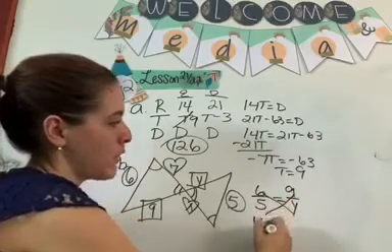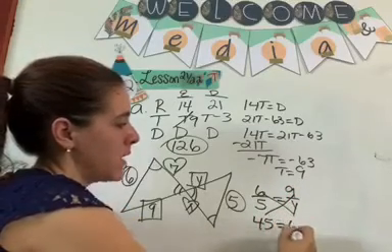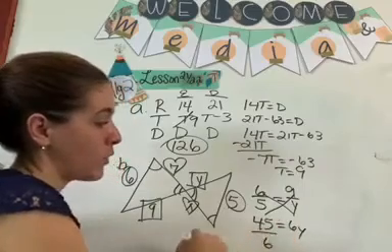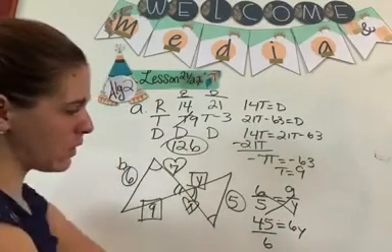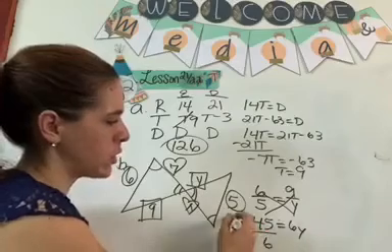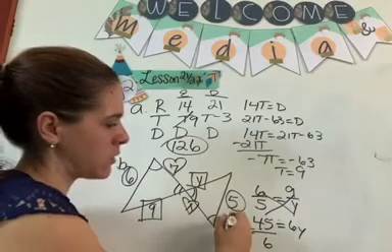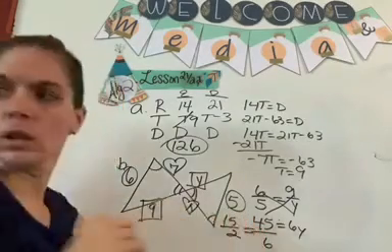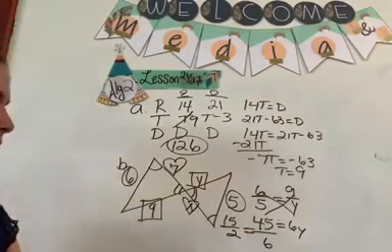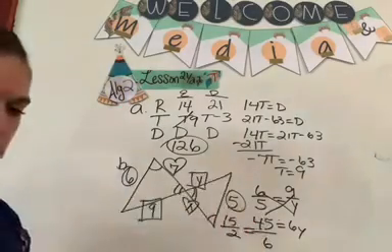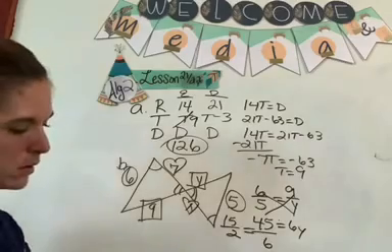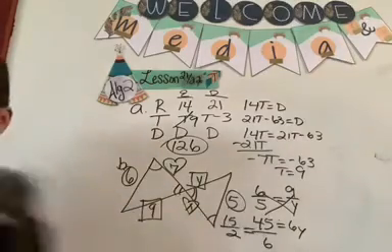Crisscross and multiply, that would be 45 equals 6Y. So Y equals 45 over 6. I think you can reduce that down to 15 over 2. Let me just check that though. Yep, 15 over 2. Okay?